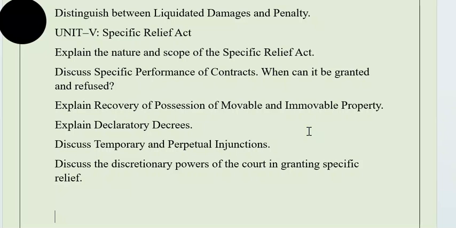Explain declaratory decree. Discuss temporary and perpetual injunction. Discuss the discretionary power of the court in granting specific relief.